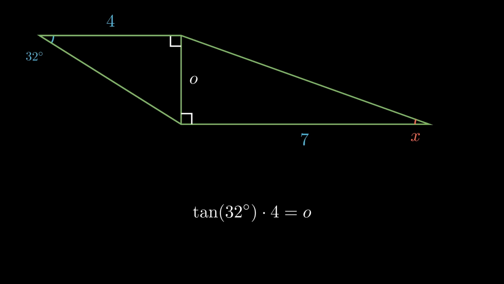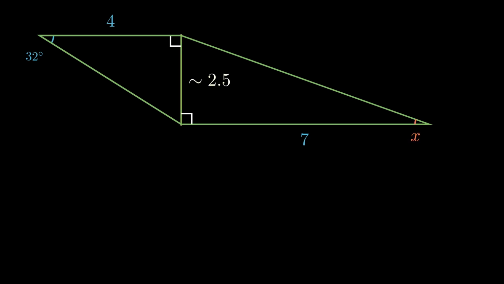So now we have O, which is the middle line. We plug it into our calculator. What is the value? We get 2.499 and so on. That's basically 2.5. So we're just going to insert that value there. It's basically 2.5. And we're going to continue. How would we get x back?